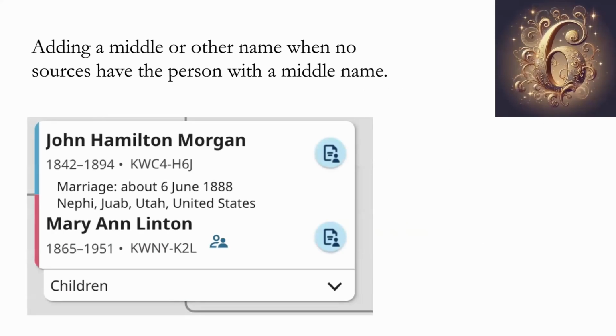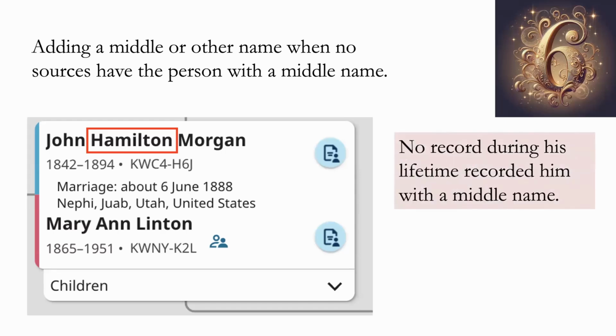Okay, so we've gotten to 6. The one that is just so obvious that it hurts is number 6, and that's adding a middle or other name when no sources have the person with a middle name. I don't know where you think that's possible or even right. This is a very well-known person, by the way, in the world of history. He's been known as John Hamilton Morgan for a long time. But when you go back into the records, there isn't one record during his lifetime that recorded him with a middle name. So where did the middle name come from? Actually, someone made it up and stuck it in there.